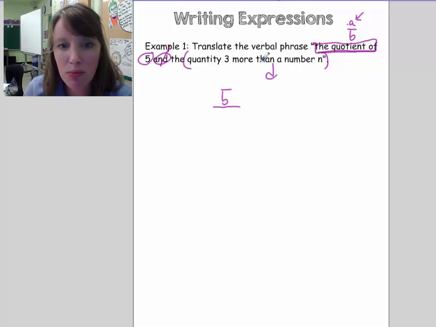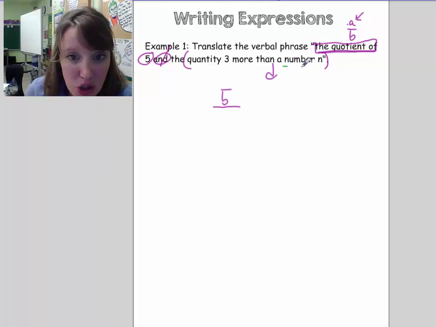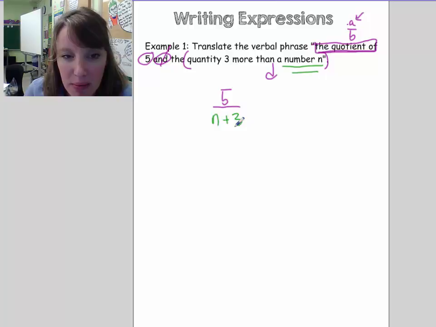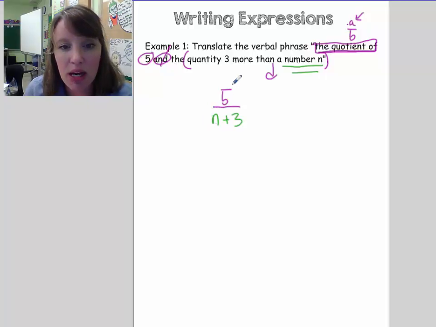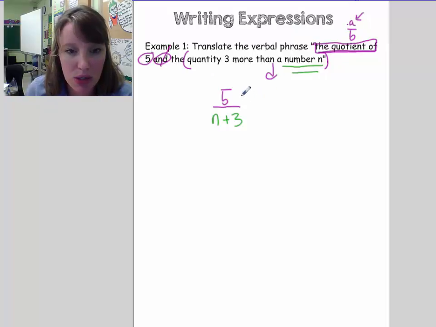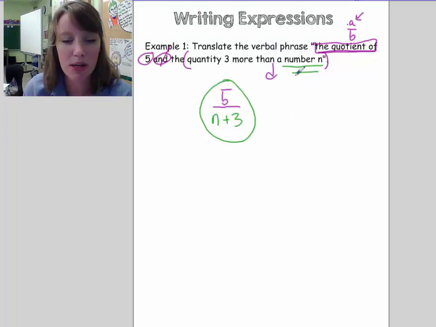The quantity 3 more than a number n. So what this means is you're starting with n, and you're adding 3 to that, because this is n plus 3 or 3 more than a number n. Okay. So let's just look back at this entire phrase. The quotient of 5, and in the denominator we have 3 more than a number n. All right, so this is the expression that was indicated in the verbal phrase.